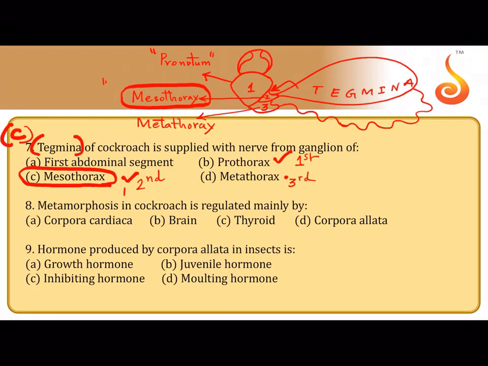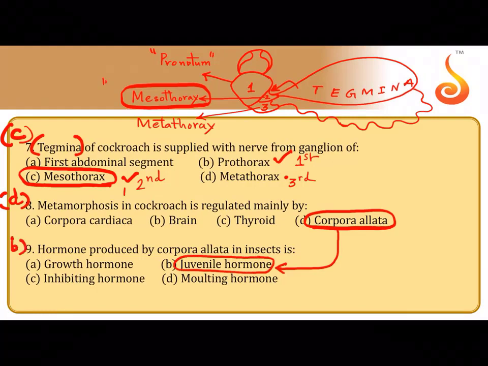Metamorphosis in cockroach is regulated by a gland which is referred to as corpora allata, which is very closely associated with the cerebral ganglion of the cockroach, and this corpora allata produces a hormone that is referred to as the juvenile hormone. The juvenile hormone, so the answer to this question, which is related to the previous question, is the second option. And please remember, the juvenile hormone maintains the nymphal stages. Actually it is larval stages, but in cockroach there is nothing called a larva.